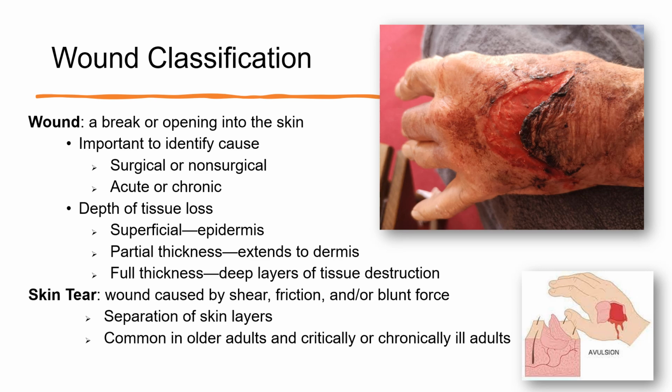And then a skin tear, which is very common in older adults because our skin, as we age, loses collagen. It becomes much more fragile, delicate, easily caused by shear, friction, or even blunt force. This is a separation of skin layers, like you see in this picture. That top layer of the skin just kind of peeled back. Now, it is most common in older adults and patients who are critically or chronically ill. However, this can also be a result of somebody maybe in a motorcycle accident, road rash. They could also have this type of skin tear.